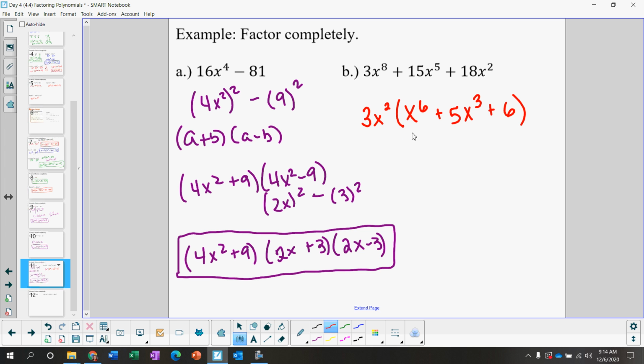So even though this doesn't look like a quadratic, it is of the same form because it's something being squared here, plus 5 times half of that, right? This power is half of this one, so that works, plus a constant. So I'm going to look at it as what multiplies to 6 and adds to 5, right? We could do 6 and 1, we can do 3 and 2. And 3 and 2 does in fact add to 5. So when we write our answer, instead of writing x plus 3 and x plus 2, we're going to do x to the 3rd, half of that plus 3, and x to the 3rd, half of that plus 2.